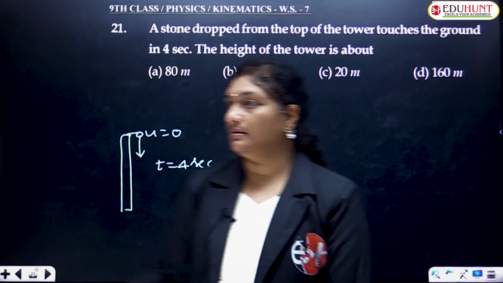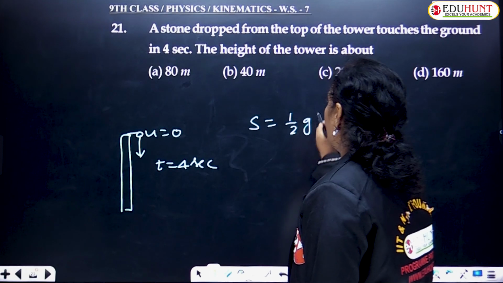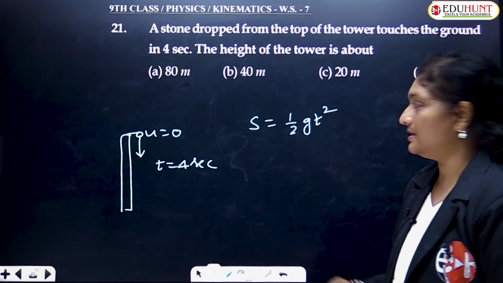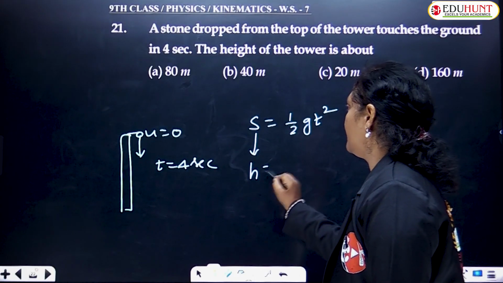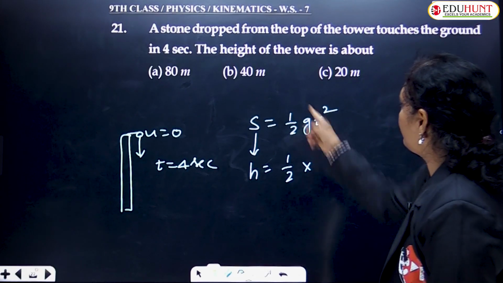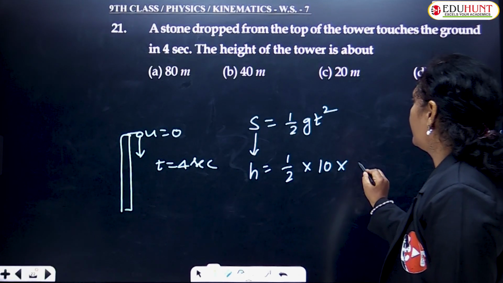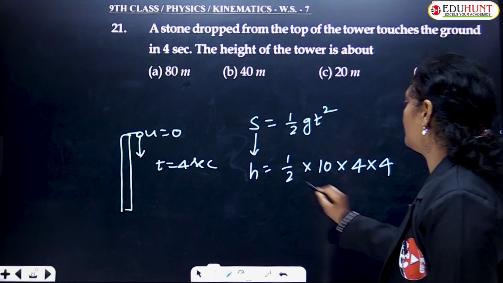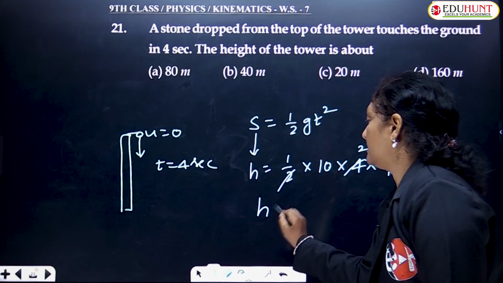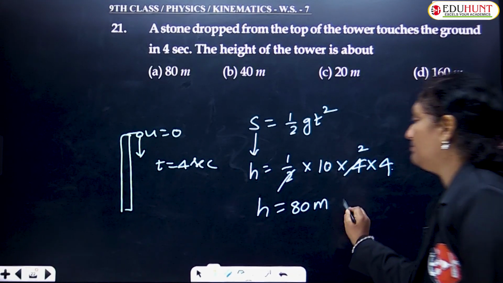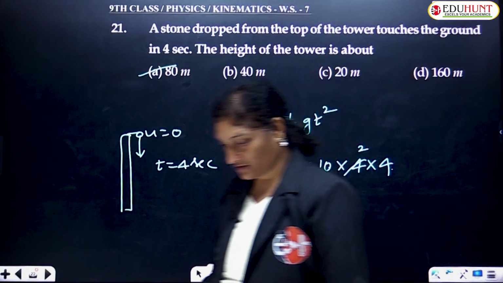It's a generalized question. So for a freely falling body, S equals half gt square because initial velocity is 0. So S here is nothing but the height, equals half g, and instead of 9.8 I take it as 10. Time is 4 seconds means 4 into 4, t square. Hence half of 10 is 5, 5 into 16 is 80. Hence height is 80 meters. Option number A.